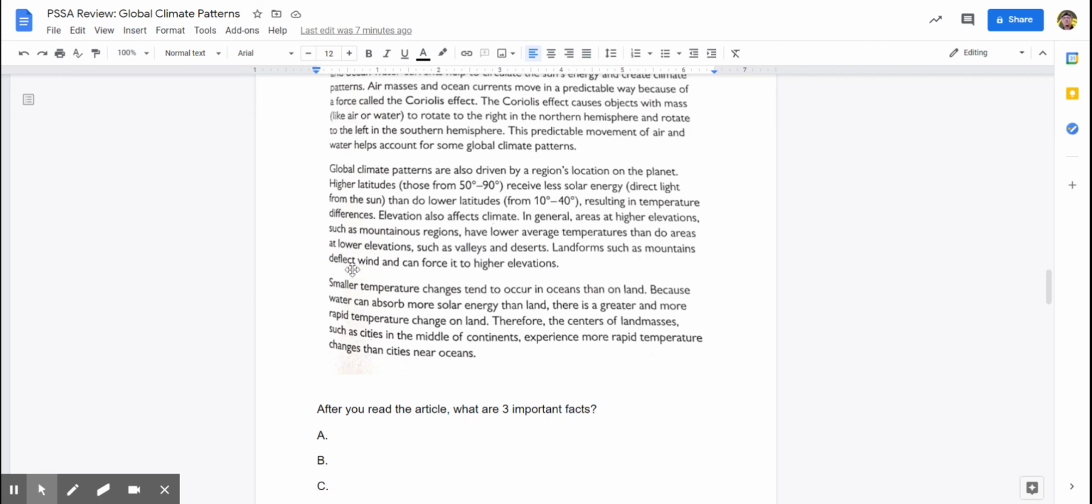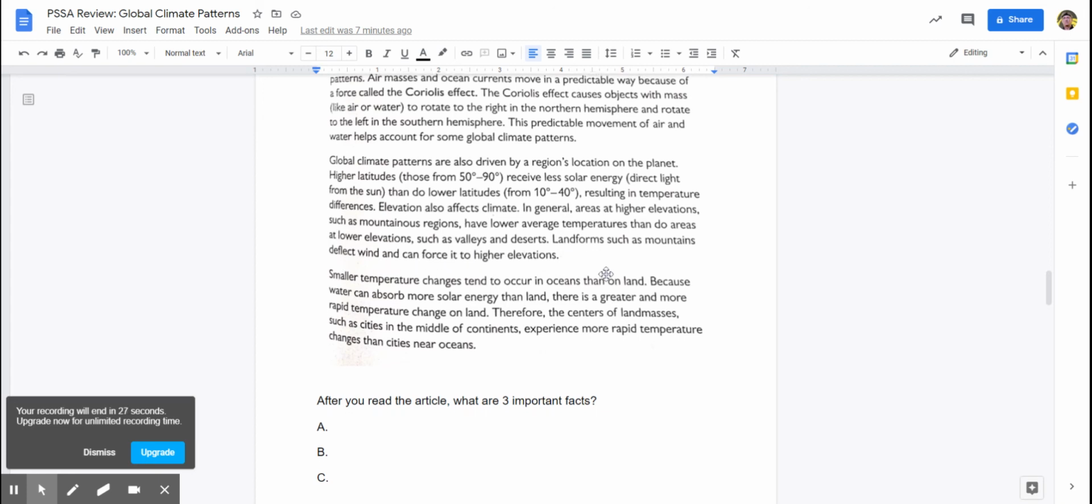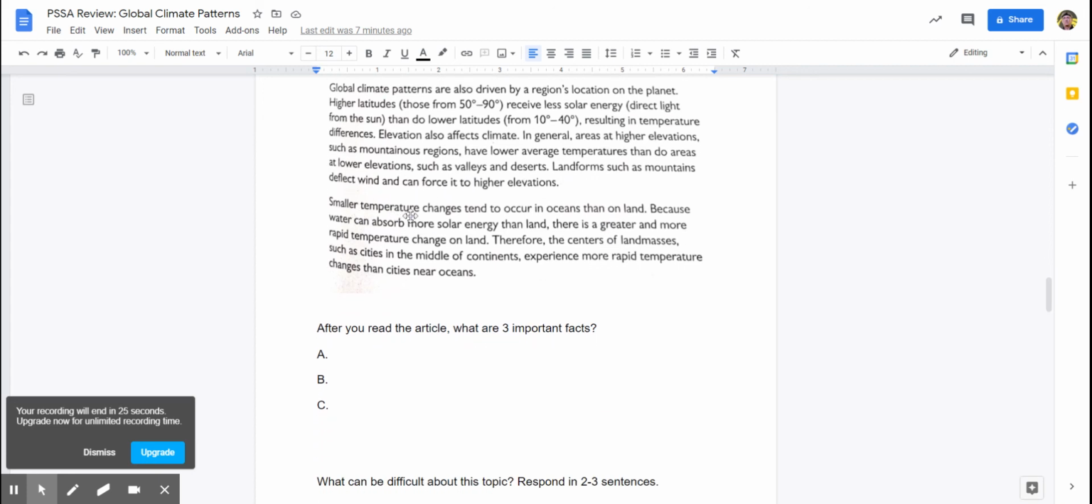Landforms, such as mountains, deflect wind and can force it to higher elevations. Smaller temperature changes tend to occur in oceans than on land. Because water can absorb more solar energy than land, there is a greater and more rapid temperature change on land. Therefore, the centers of land masses, such as cities in the middle of continents, experience more rapid temperature changes than cities near oceans.